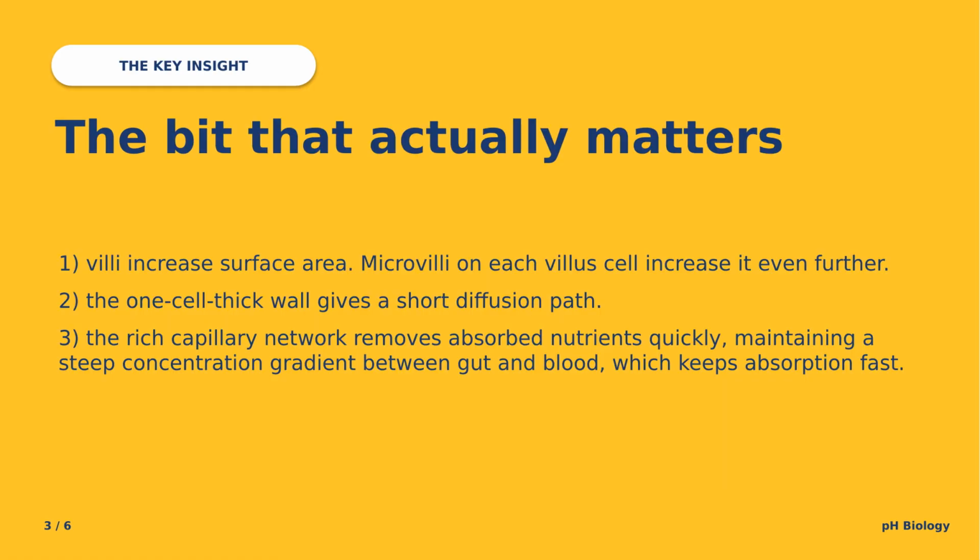Three things. 1. Villi increase surface area. Microvilli on each villus cell increase it even further. 2. The one cell thick wall gives a short diffusion path. 3. The rich capillary network removes absorbed nutrients quickly, maintaining a steep concentration gradient between gut and blood, which keeps absorption fast.